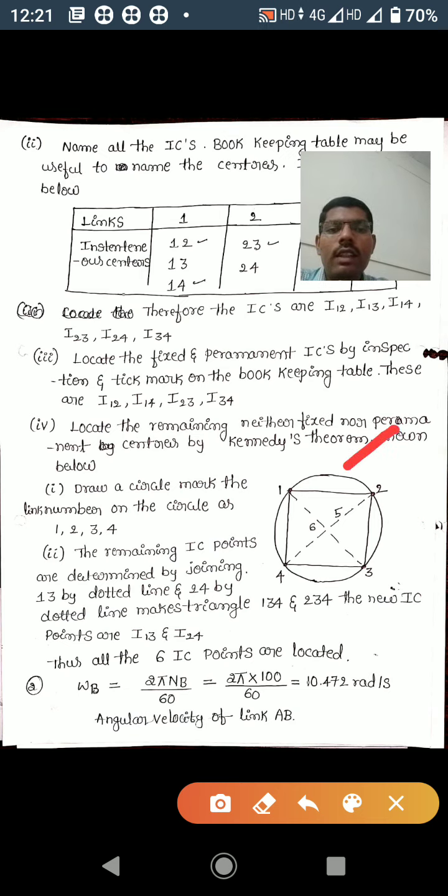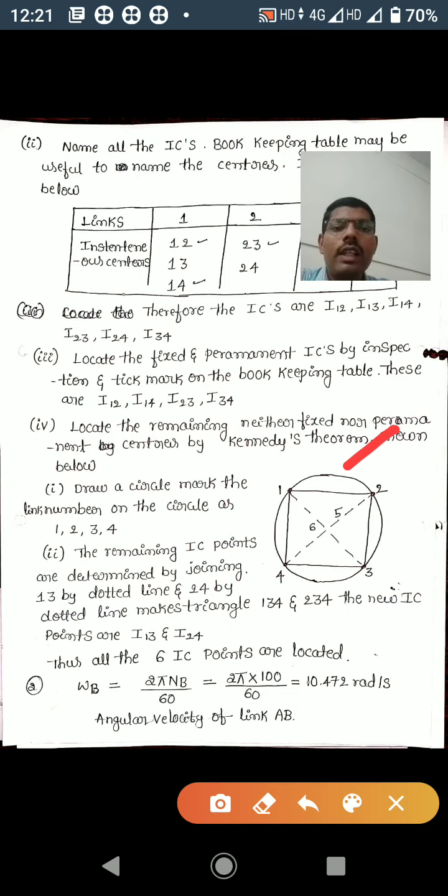First draw the circle. After that, on the circumference of the circle, you have to mark the points 1, 2, 3, 4. What do these 1, 2, 3, 4 mean? These are the link numbers. In total there are 4 links in a 4 bar mechanism, so it is 1, 2, 3, 4. This is the first step. So you have to locate the link numbers on the circumference of the circle.